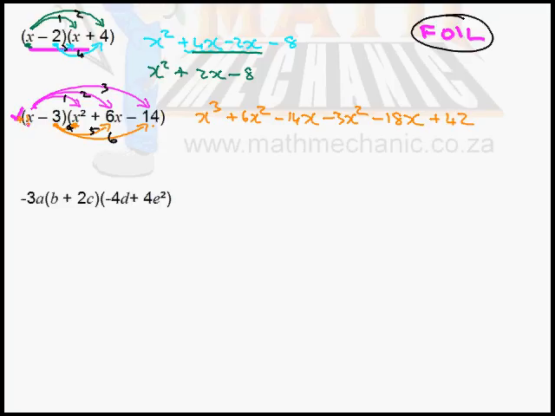And then you'll notice that the x squared terms can be added together because they are similar. And the x terms can be added as well because they are also exactly similar. So that will leave us with x cubed. There's nothing that we can add to that. 6x squared minus 3x squared will give us minus 3x squared. So then that will be those two terms. Minus 14 minus 18 will give us minus 32x. So those two terms then covered, and then plus 42. And that is it. Final answer for that.